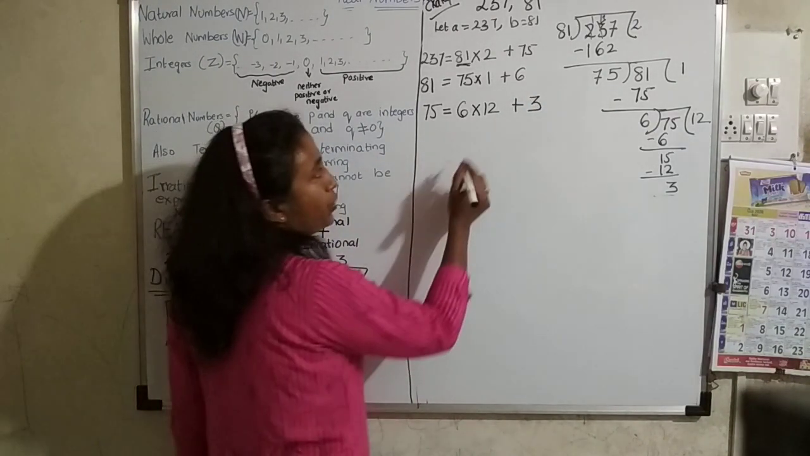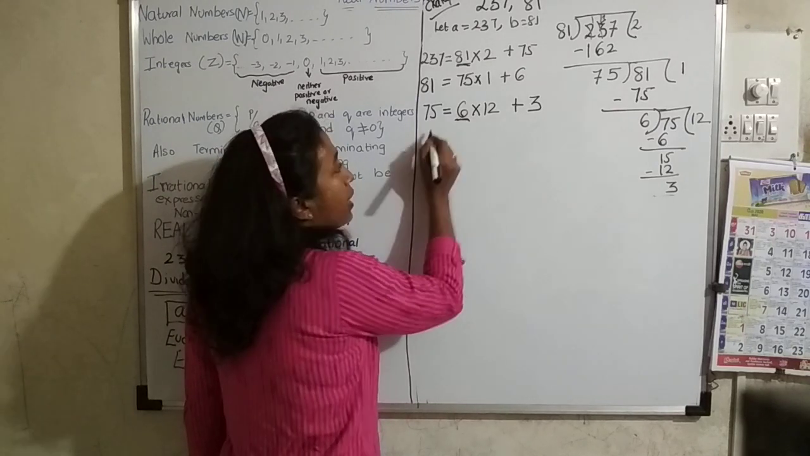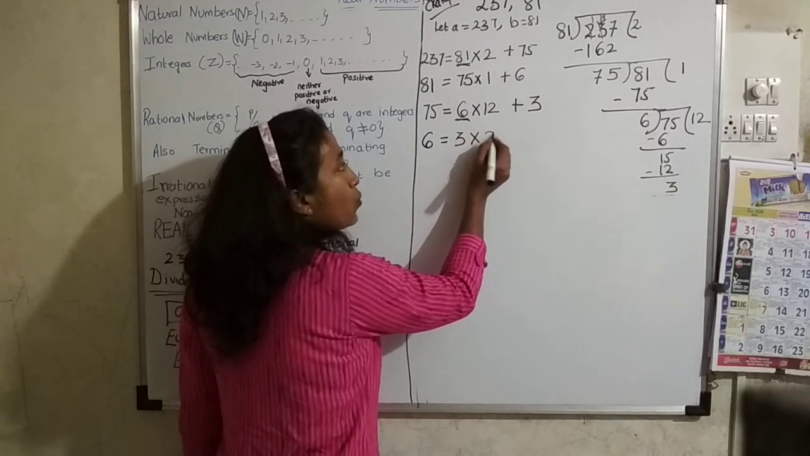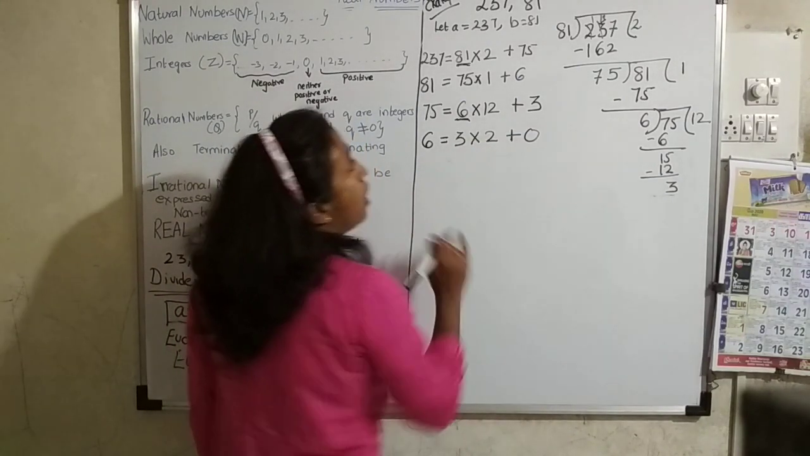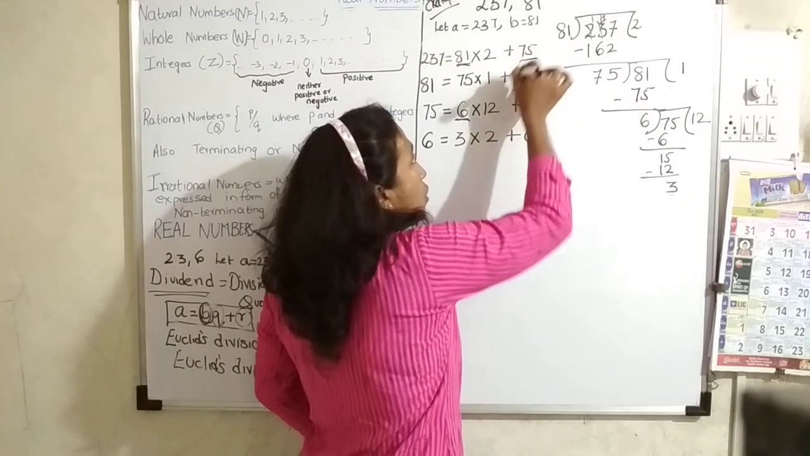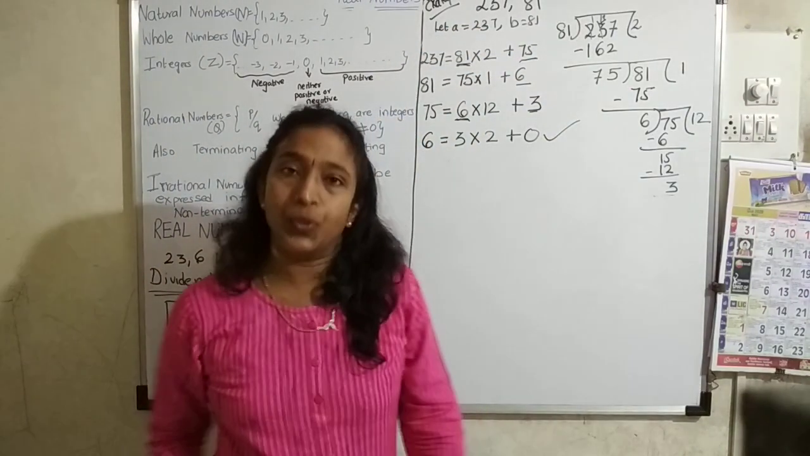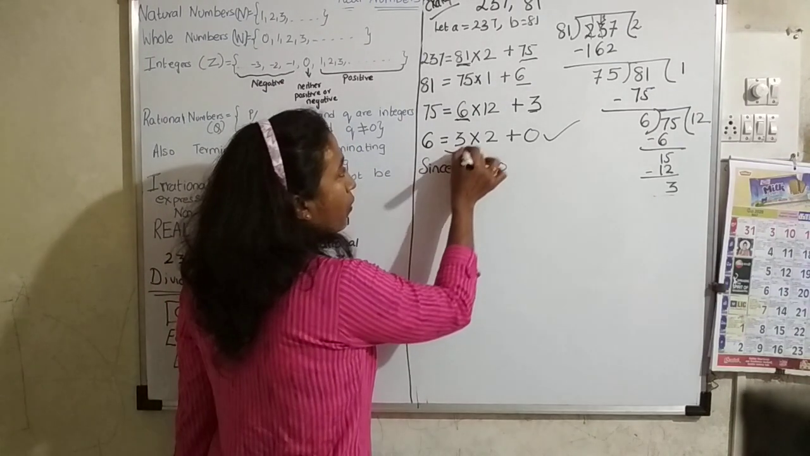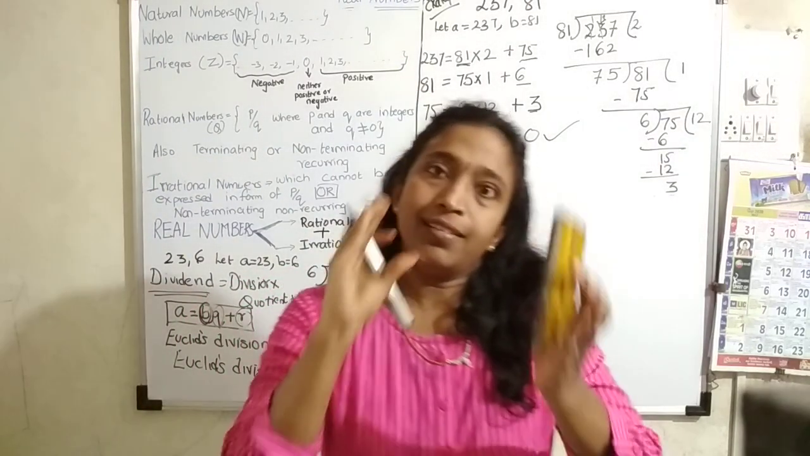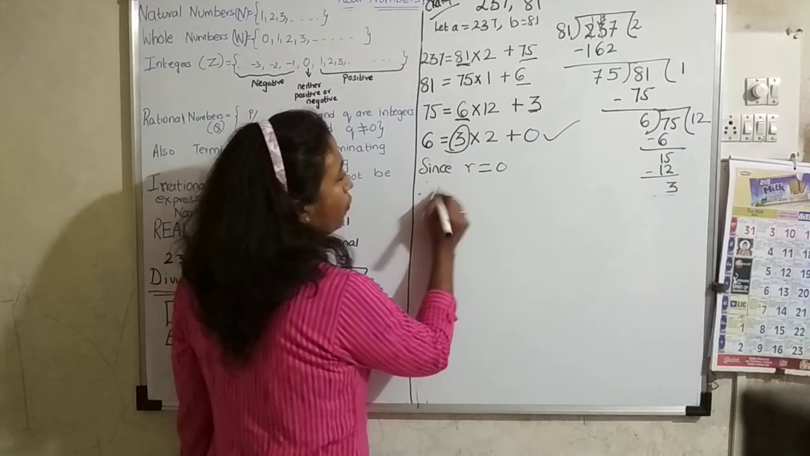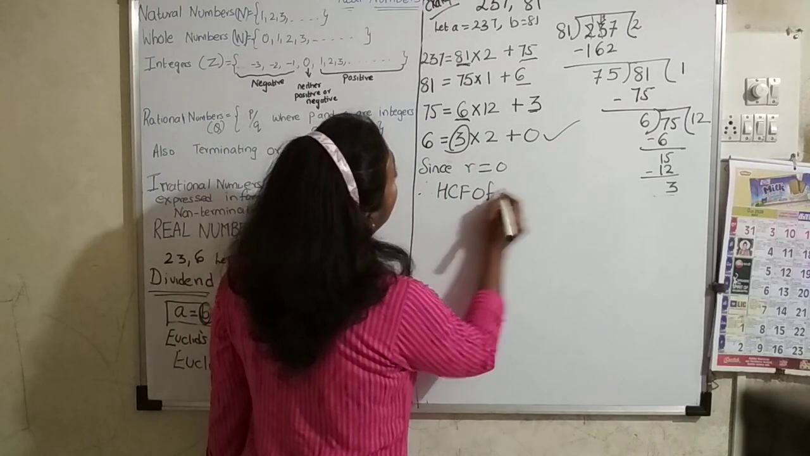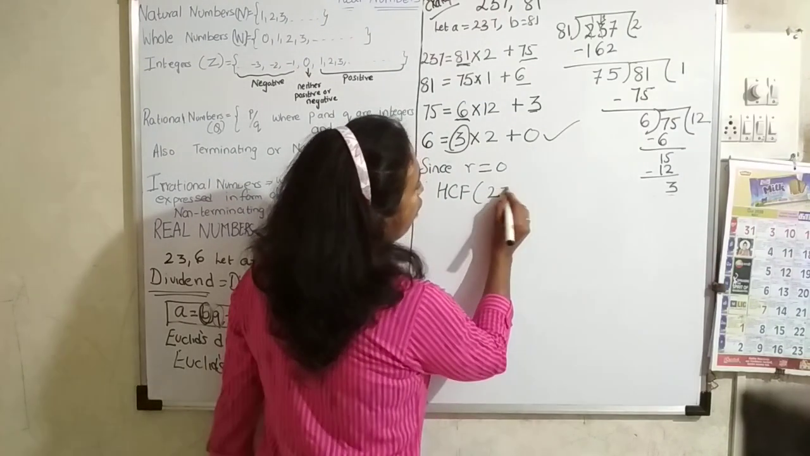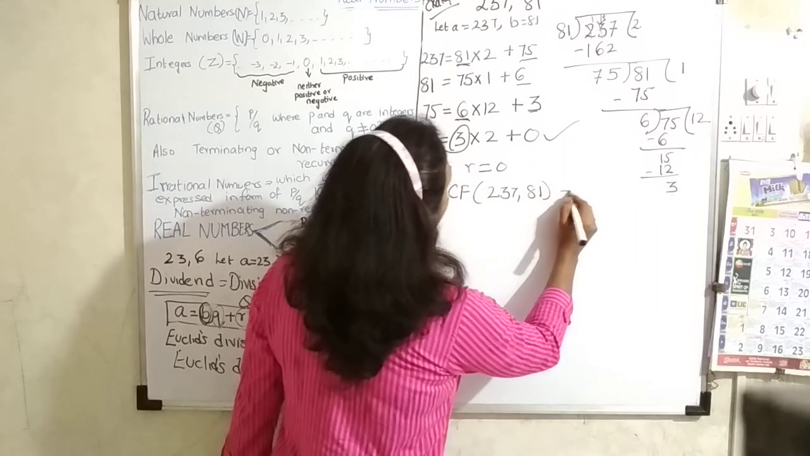Correct? I think the next division no need to do. So 6 is your divisor, becomes a dividend, and this remainder becomes a divisor. So 3 twos are 6 plus 0. So here we have continued the step till r is not 0, not 0, not 0, and finally we got r is 0. So here we'll write, since r is equal to 0, therefore our hero, or the answer, is the divisor. So since r is 0, therefore HCF of 237, 81 is 3.